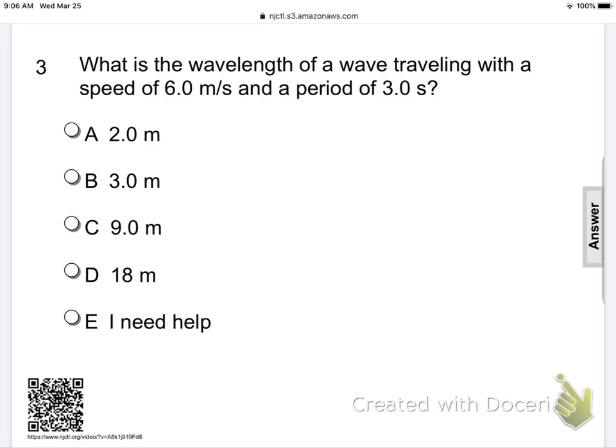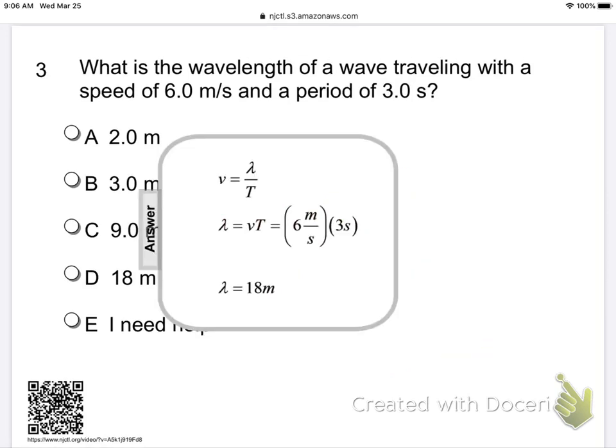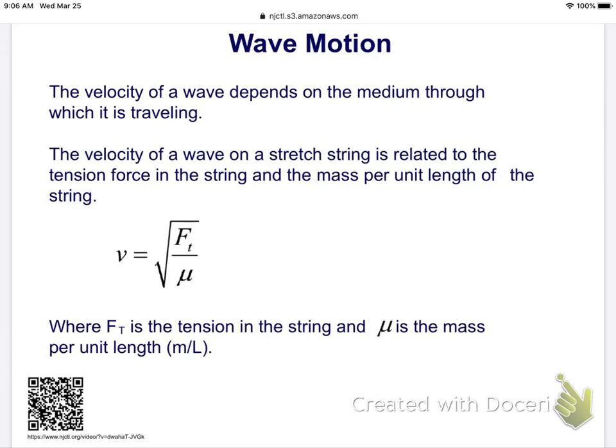What's the wavelength of a wave traveling with a speed of 6 meters per second and a period of 3 seconds? So we have velocity equals lambda f, or velocity equals lambda over T. Solving for wavelength, we can multiply both sides by period, and we get wavelength equals vT. Plugging in our values, 18 meters.